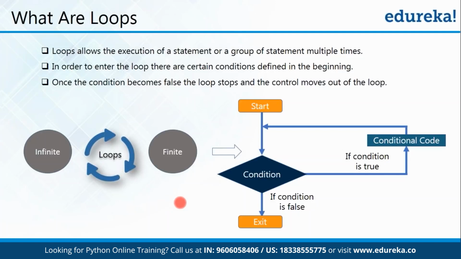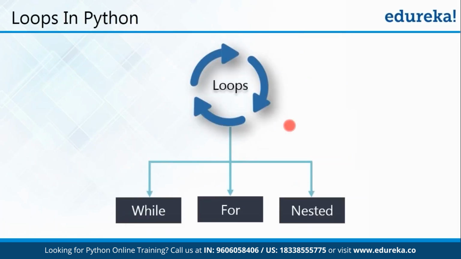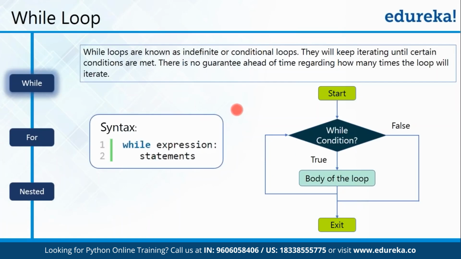Python. So Python basically supports 3 kinds of loops. One is while, for, and nested. We'll look at all these loops one by one, and I'll explain you with examples as well. So first we'll have a look at while loop. So while loop is basically used when you don't know how many iterations are required. So let me explain you this with the help of the flowchart that is there in front of your screen.